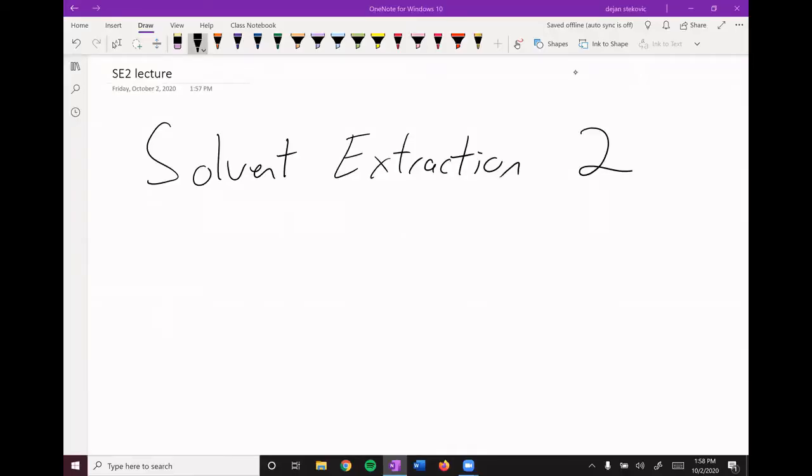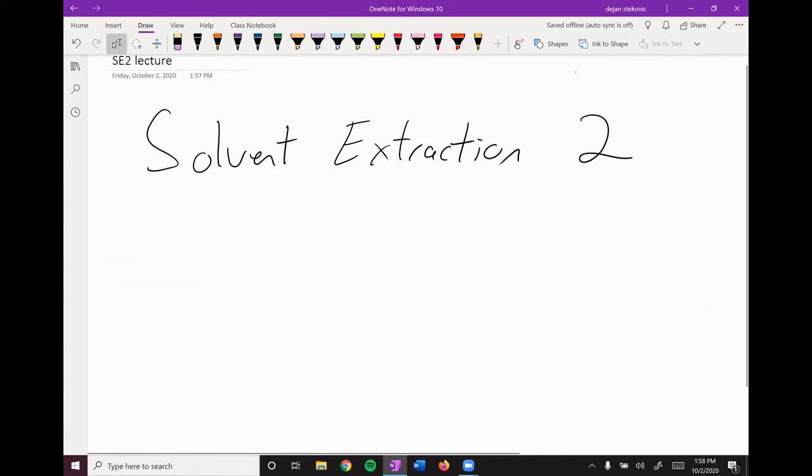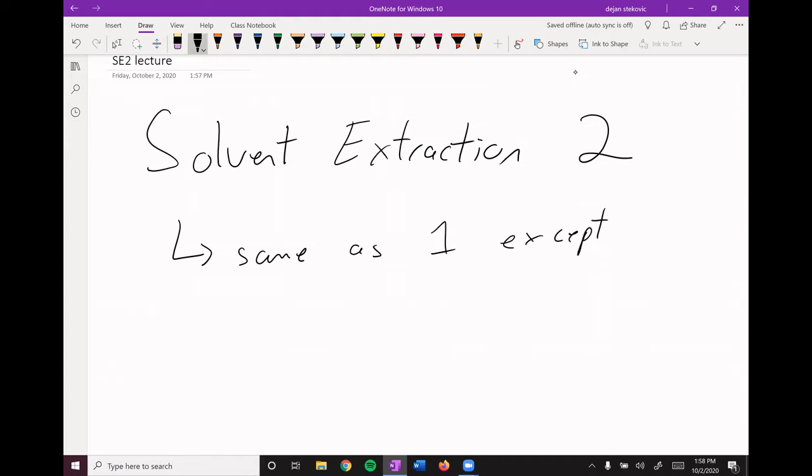All right, so for this solvent extraction 2 lab, we're actually going to do the same lab as solvent extraction 1, right? So it's going to be the same as 1, except there's going to be one big difference. Instead of using water, we're going to use 10% sodium bicarbonate solution instead of the water.